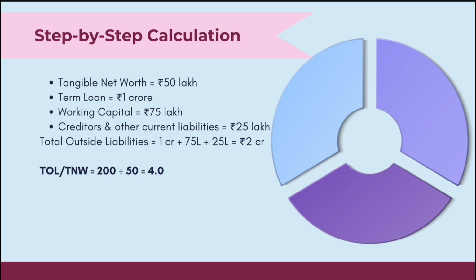Okay, tangible net worth, that is your shareholder equity, or you can say capital, is 50 lakh, and a customer has borrowed a term loan of 1 crore, his working capital limit is 75 lakh, and creditors and other current liabilities are 25 lakh. So now let's add all. The total outside liabilities, 175 plus 25, is equal to 2 cr, and the tangible net worth is 50 lakhs. Now 200 divided by 50 is equal to 4. Acceptable, right? This is within limit.